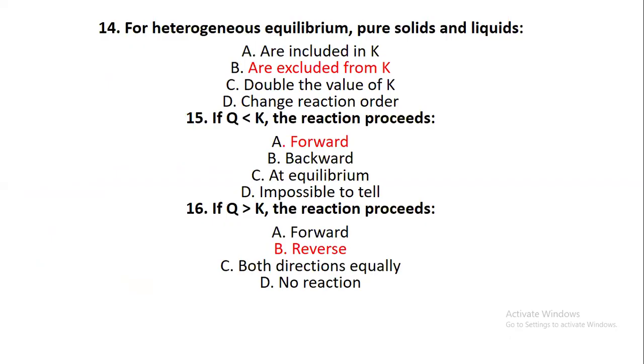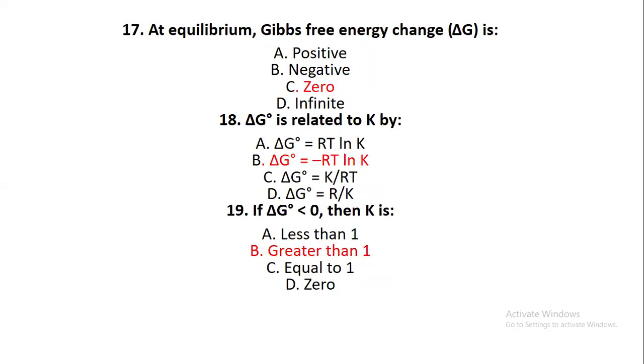If the value of Q is greater than K, the reaction proceeds in reverse. If the value of Q is less than K, the reaction proceeds forward. At equilibrium, Gibbs free energy change is 0.